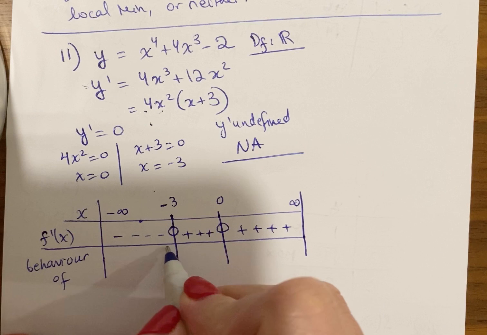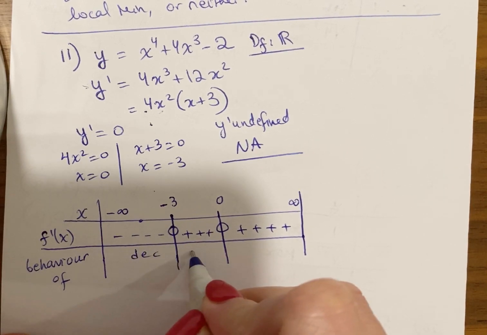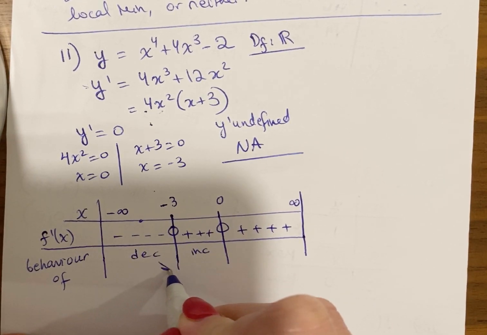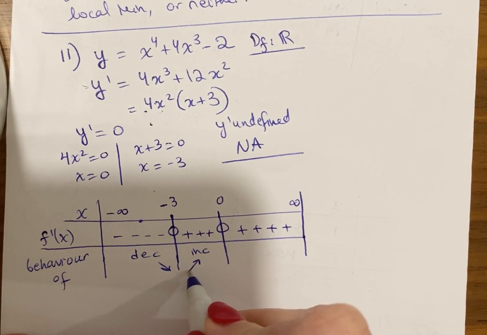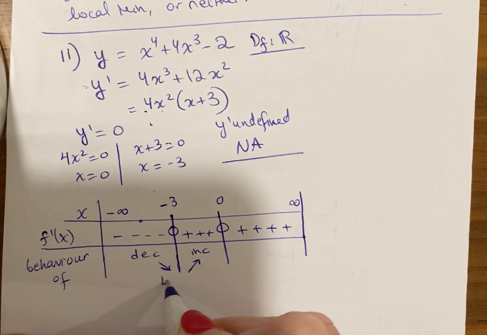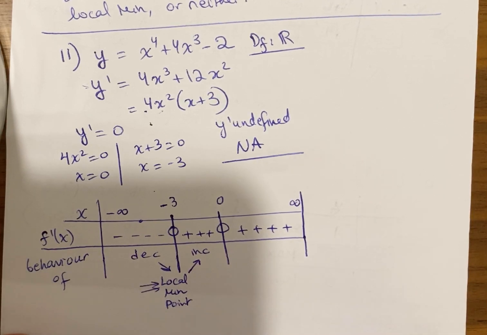Do you notice the change here from decreasing to increasing? When a function changes from decreasing to increasing, according to the first derivative test, what do we have here? We have a local minimum point. We're no longer talking about absolute. We're talking about local minimum points over here.